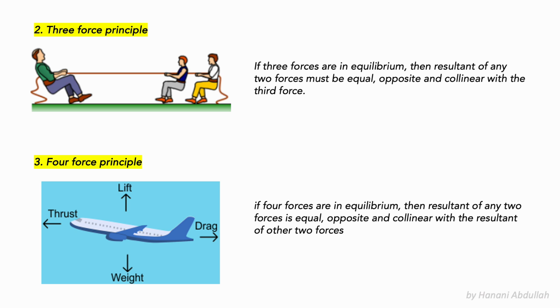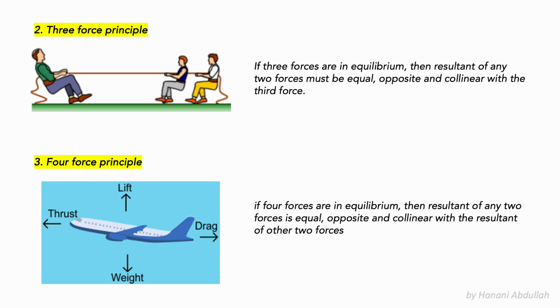So the second principle, 3 force principle. Now 3 force principle pula. Imagine you guys tengah main tarik tali bertiga. 2 orang kat satu side and 1 orang dekat side yang lagi satu. Untuk jadi equilibrium, resultant force of the first 2 forces yang 2 orang tarik itu mesti equal, opposite and in line dengan force orang ketiga.